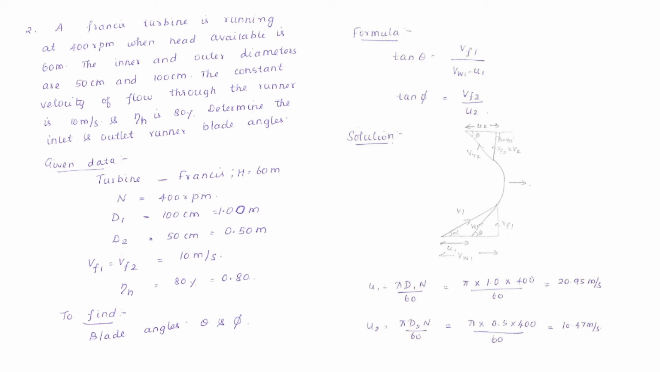We can find the unknown values from the formula. What are they? Vw1 alone is the unknown value. So Vf1 is given, that is 10 meter per second. And what about u1? u1 is also unknown, u2 is also unknown. So first we have to find what is u1 and u2. How to find u1 and u2? We know the formula, u is equal to pi dn by 60. If it is u1, pi d1 n divided by 60. Substitute the diameter value and we can find out what is u1 and u2.